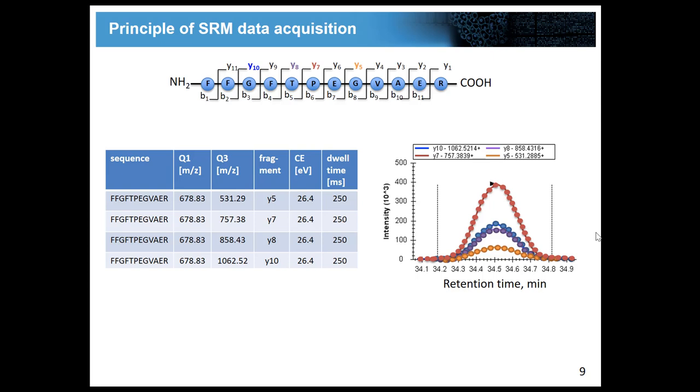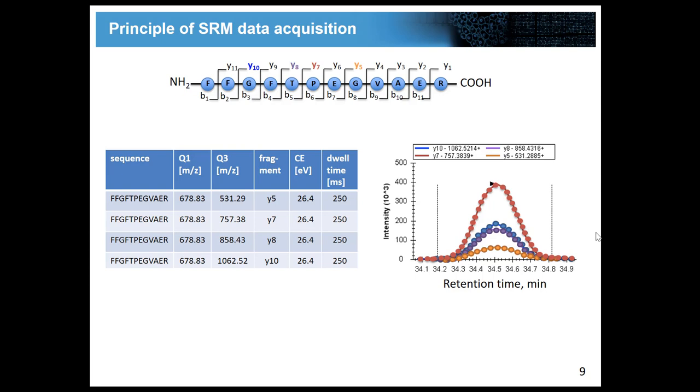This parameter is called the cycle time. And what we always want, in order to let the software do a good peak extrapolation, is to have enough data points over the elution profile of our peptide. So the rule of thumb that people work with is you should have at least 8 to 10 data points over this elution profile.